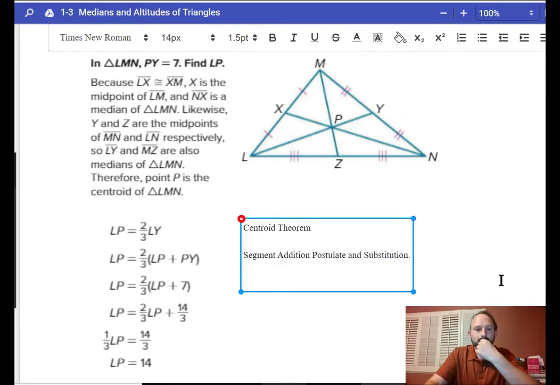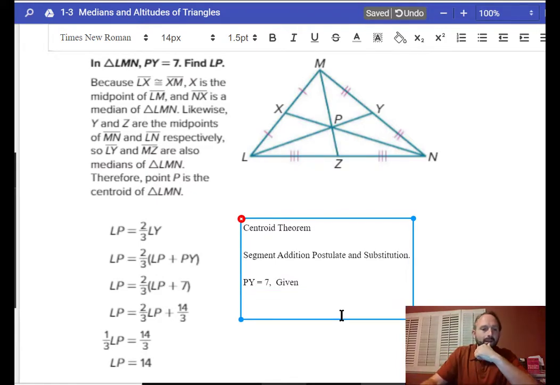All right, well, what do we know? Well, we know that PY is 7. Why? Because it was the given information. All right. What's that called when we multiply? It was 1-4 from Integrated 1 that you may have watched earlier this year. It's called the distributive property, when you multiply outside into each of the things in the parentheses.